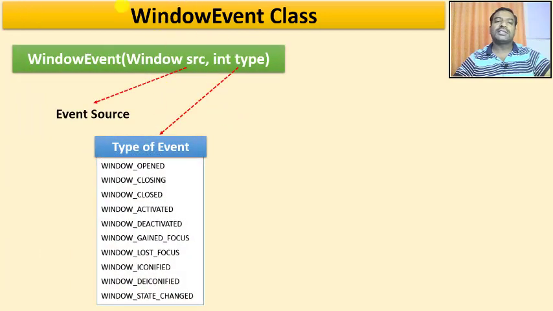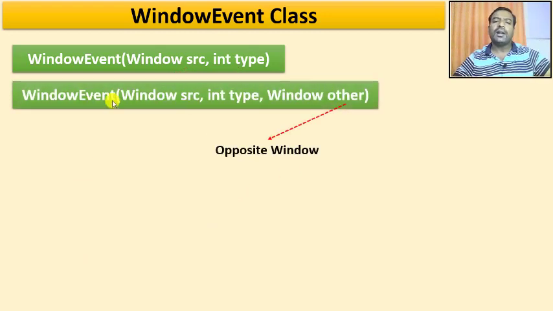And that is what this constructor takes: two parameters, the event source and the type of the event that I have just discussed. This is going to have one more constructor, where there is an opposite window. That is, when I deactivate the first window, the second window will be activated. When I deactivate the second window, the first window will be activated. Hence, when I minimize one window, the other window will maximize. And if there is any such opposite window, that is going to be in the parameter window other.